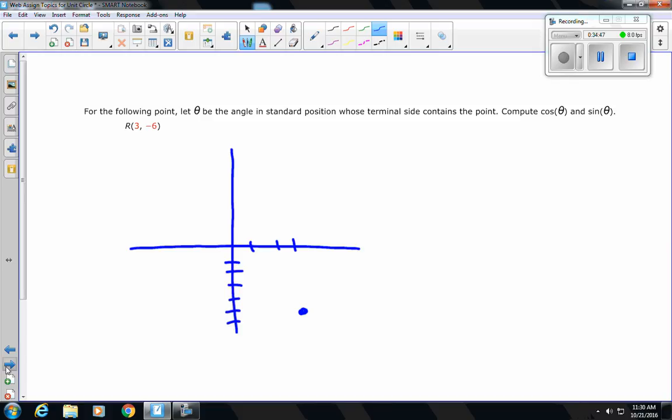Standard position means that the angle comes from the origin. We're going to draw it the same way that we did before. We're going to come down here, and we're going to go up here. Don't use the y-axis as your y value, like a butterfly, okay? So now I'm going to label this with a 3, and that with a -6.